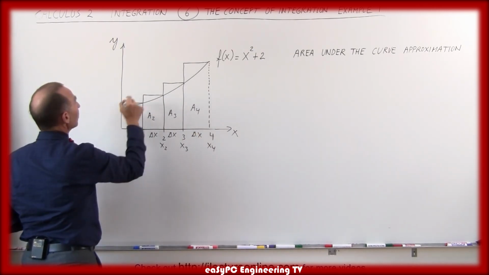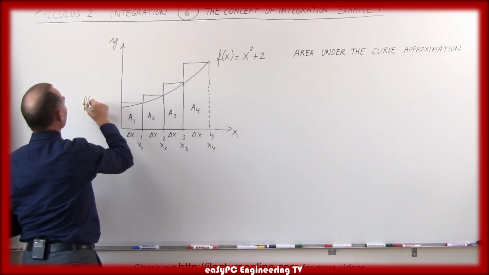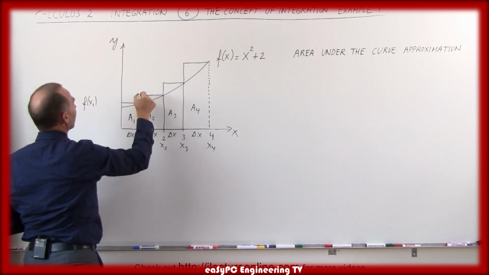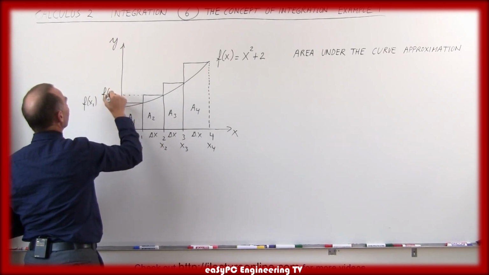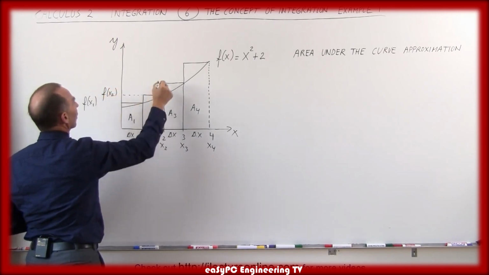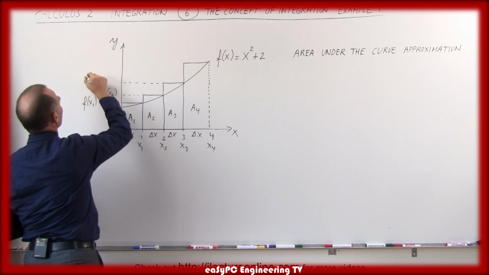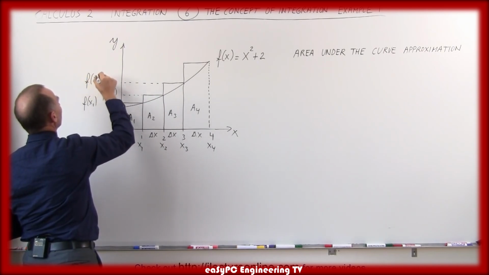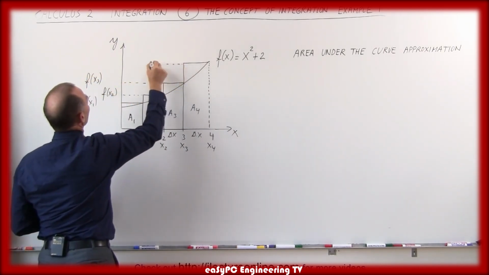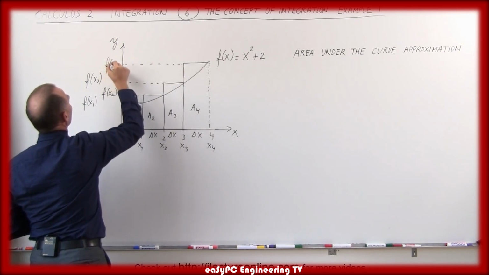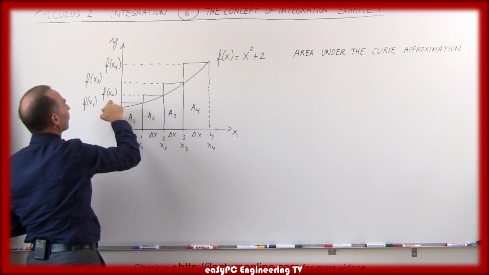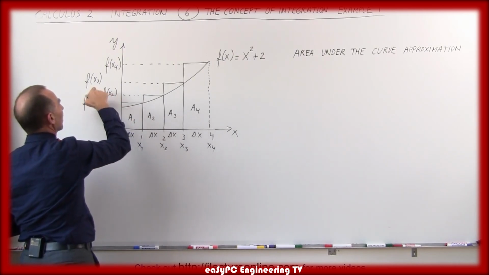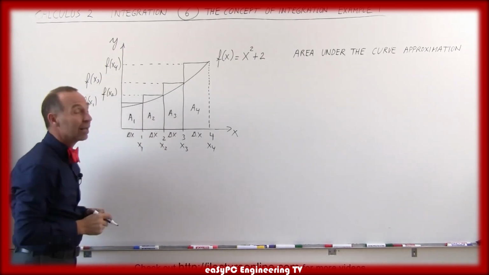Well, the height here will be the function evaluated at x1. The height here will be the function evaluated at x2. Over here, the height will be the function evaluated at x3. And here, it will be the function evaluated at x4. So that's the height of each rectangle: f at x1, f evaluated at x2, f evaluated at x3, and f evaluated at x4.